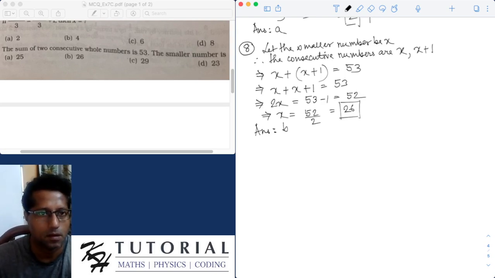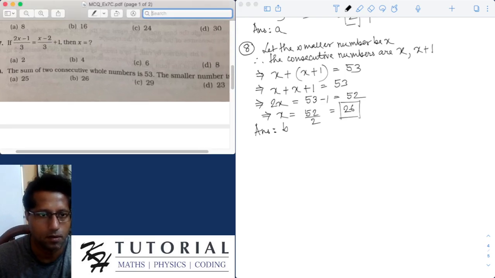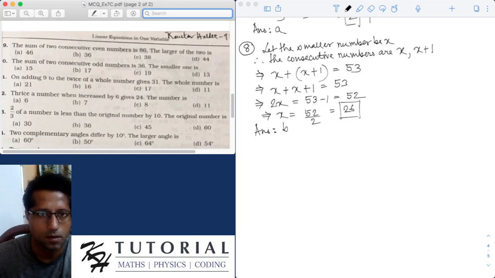Okay. This was question number 8. Okay. Let's see question number 9. After increase, I hope you can see the problem. So question number 9.